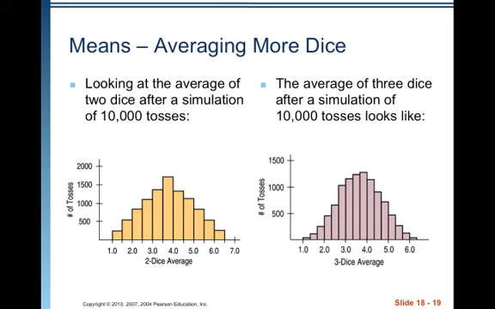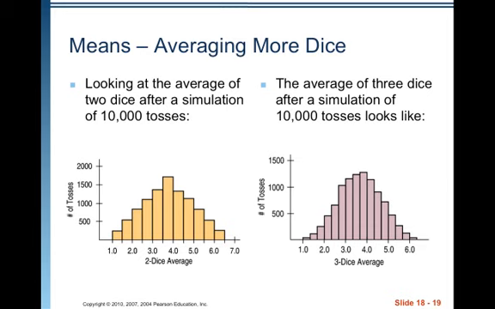Looking at the average of 2 dice, so we're going to take 2 dice, see what they get, and average them together, so n is 2. After a simulation of 10,000 tosses, look how much more normal this looks. It's single peaked, it's symmetric, it looks much more normal. Let's increase n even more. The average of 3 dice after a simulation of 10,000 tosses looks even more normally distributed.